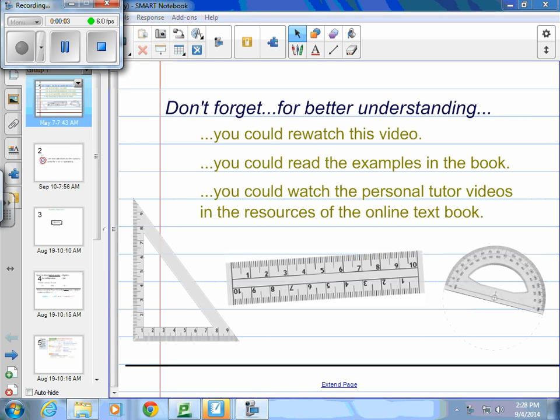All right, welcome back. We are on lesson 1-2, which is in your book, and it starts on page 29. Here, just a reminder that you can rewatch the video when you're done. You can follow along in the book. This time you should have your book open and be following along as I'm going through the examples in the chapter. And you can also watch personal tutor videos and the resources of the online textbook, which I know we still haven't gone over in class. So we will, but there are directions on Moodle.